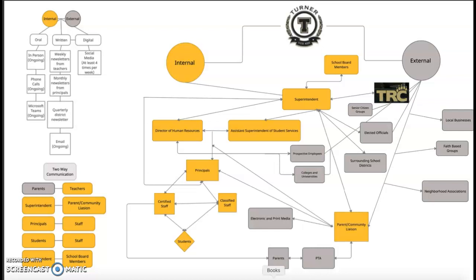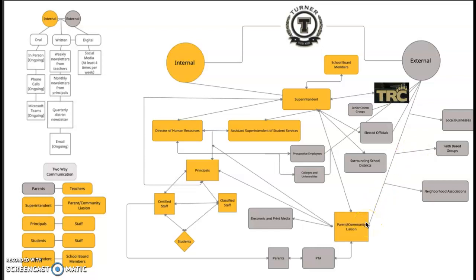I feel like as you look at our chart, you can see that the constant communication is apparent. There are lines directing to everywhere, and I feel like all of the communication that's taking place is in an effort to help support our students. So when the principals are talking to the staff and the staff is talking to the parents, we're always focusing on what is best for the students. All of the connections that the superintendent is making with elected officials and surrounding school districts, it's all in an effort to make sure that we're getting the best to our kids that we can.